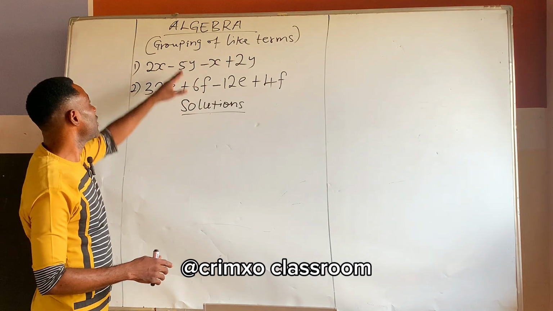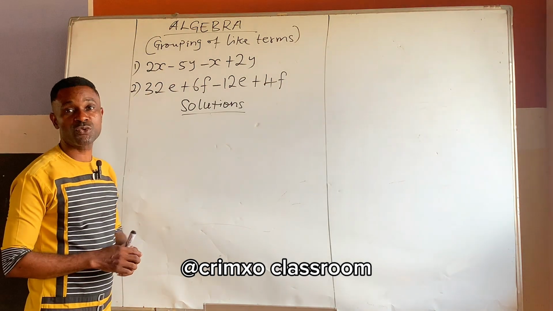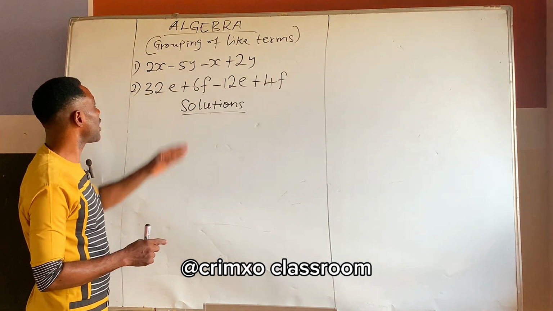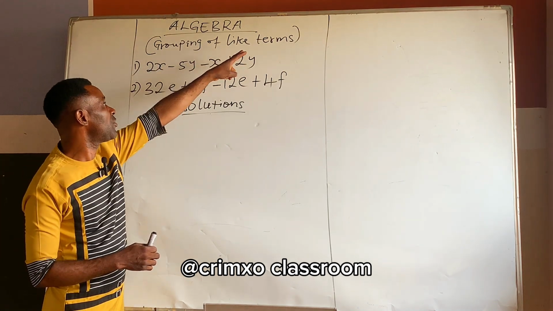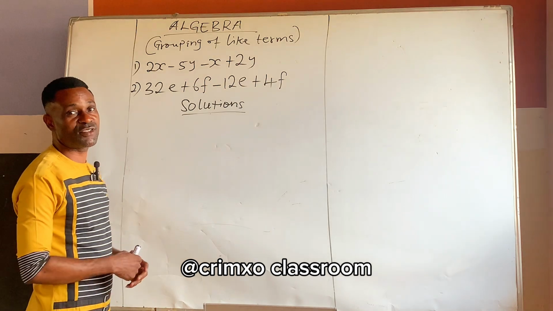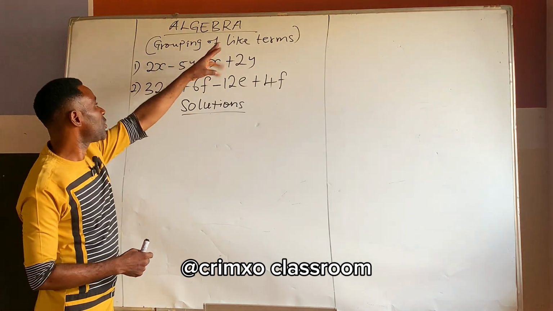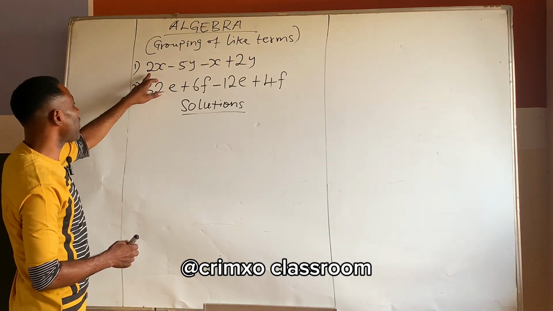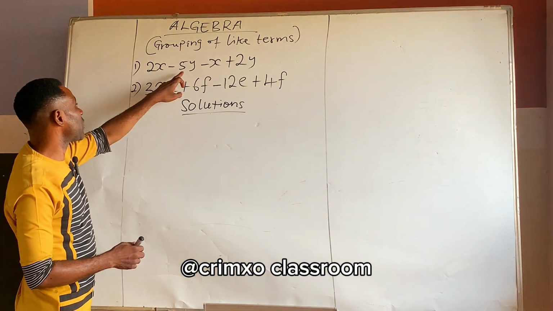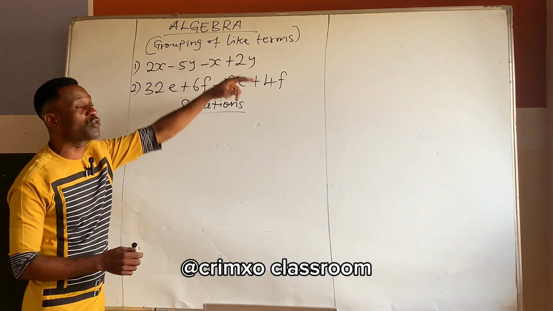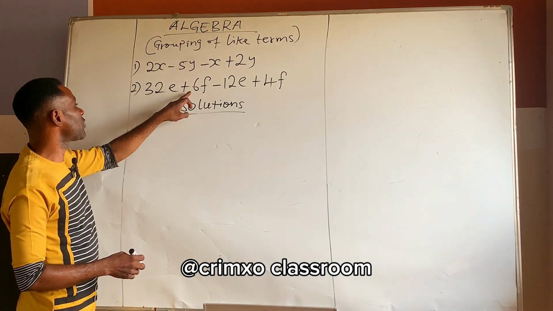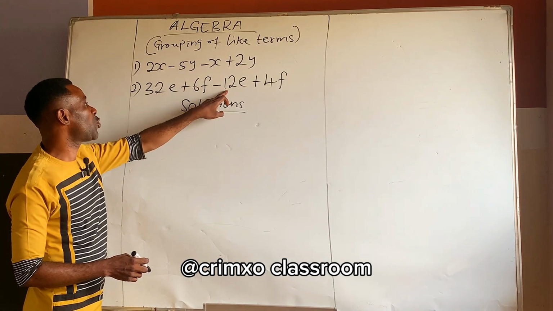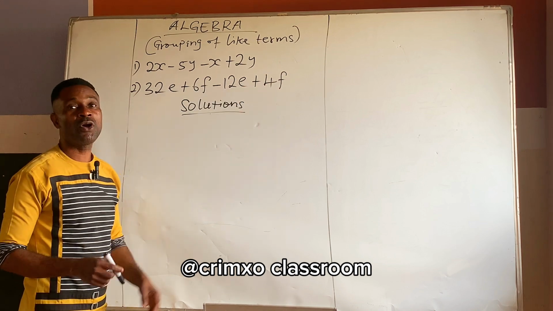Today we have a very wonderful topic we want to look at, that is algebra. In algebra, we are going to look at grouping of like terms. We have number one question, 2x minus 5y minus x plus 2y. The number 2, 32e plus 6f minus 12e plus 4f.